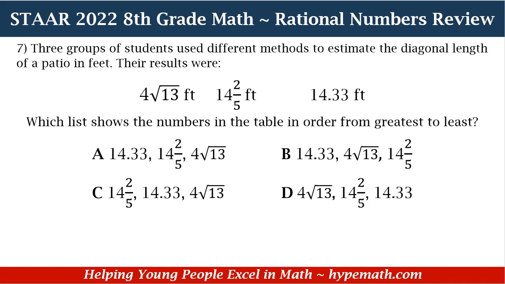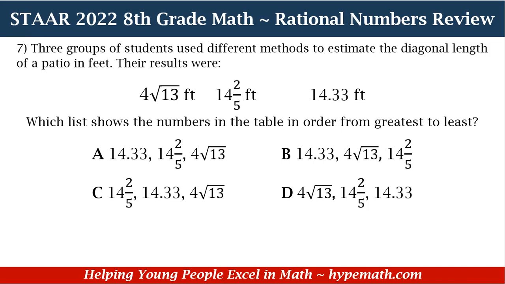Is it A, 14.33, 14 and 2/5, 4 in the square root of 13, or B, 14.33, 4 in the square root of 13, 14 and 2/5? C is 14 and 2/5, 14.33, and 4 in the square root of 13. For D, it is 4 in the square root of 13, 14 and 2/5, and 14.33.